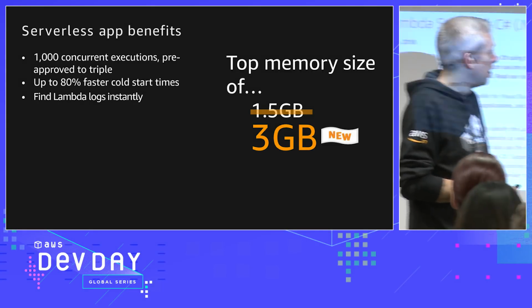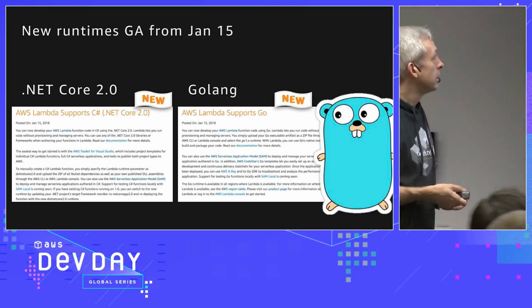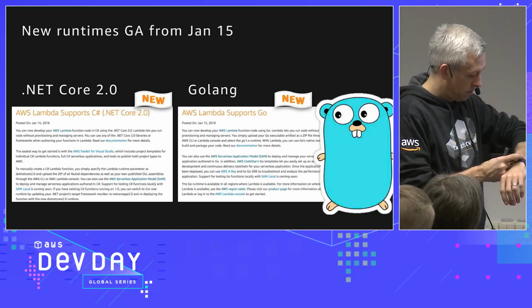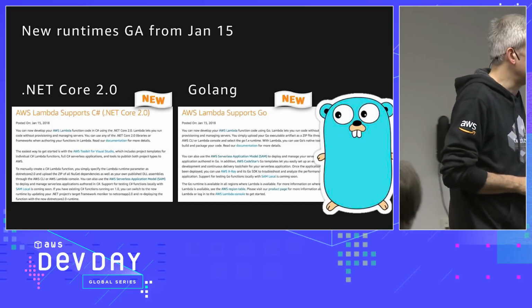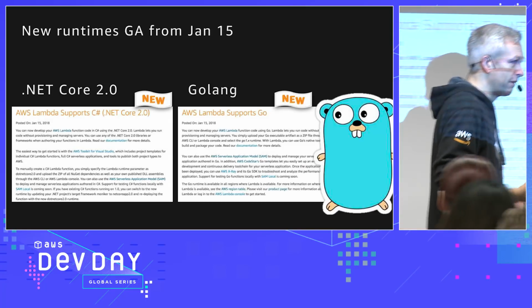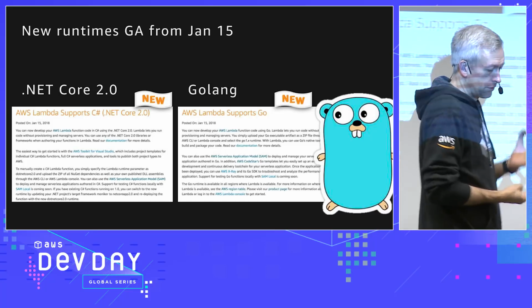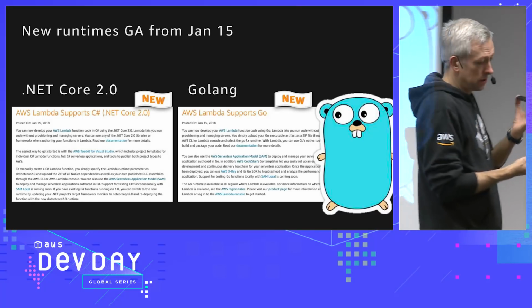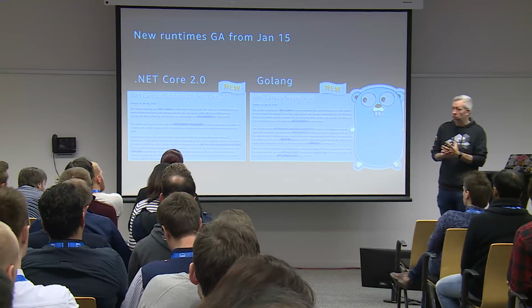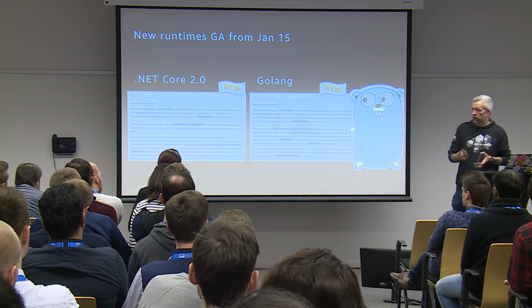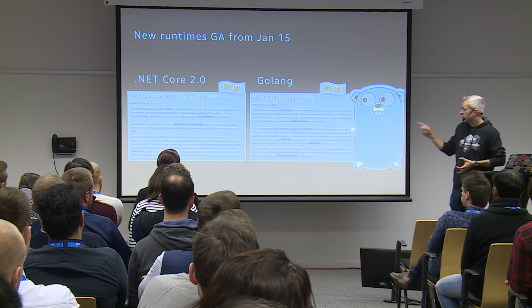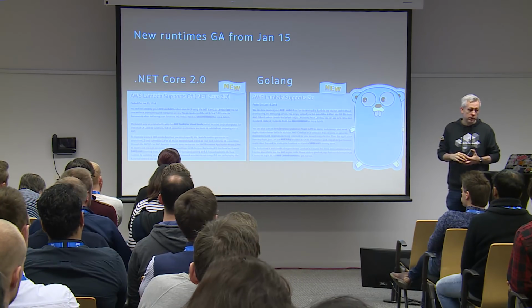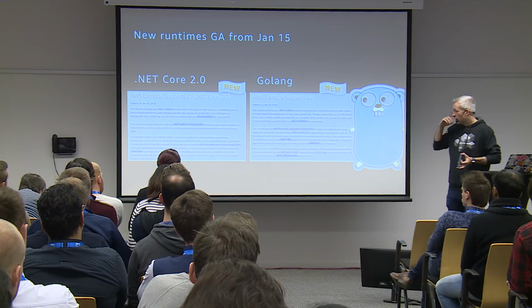Okay. And then brand new, just in the last, what's that? Not quite a week ago, we announced general availability for 2 new runtimes. Okay, so we already have Java, Python, JavaScript, and we had C#, .NET Core 1.0 available. Those are the 4 runtimes. Now we have general availability on .NET Core 2.0, and we also have general availability on Golang as well. So you can write your Lambda functions in these.